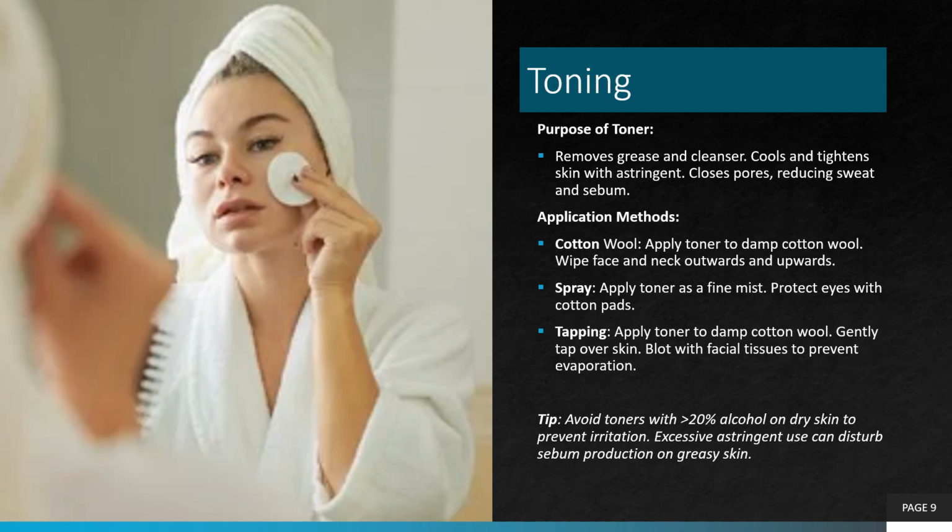You can use damp cotton wool to wipe your face and neck in an outwards and upwards motion. Alternatively, you can apply it as a fine mist, ensuring to protect your eyes with cotton pads. Another method is gently tapping toner onto the skin with damp cotton wool, then blotting with facial tissues to prevent evaporation. A quick tip, avoid toners with more than 20% alcohol on dry skin to prevent irritation. Overusing astringents can disrupt the sebum production in the skin, particularly on oily skin.